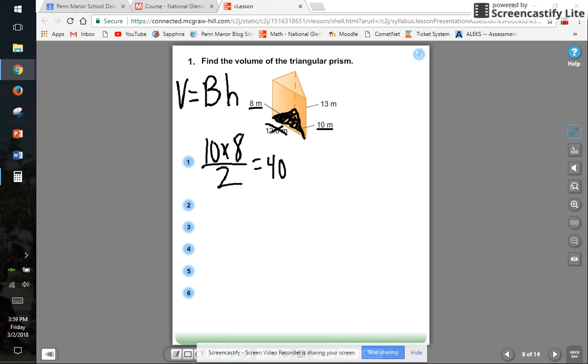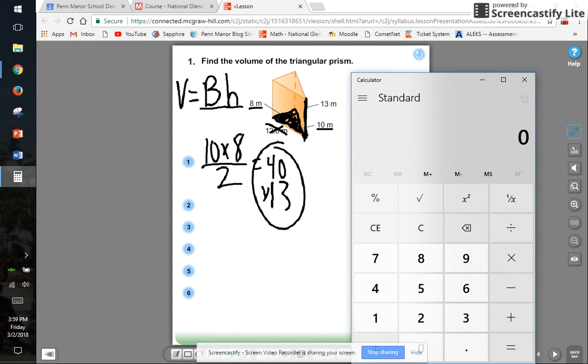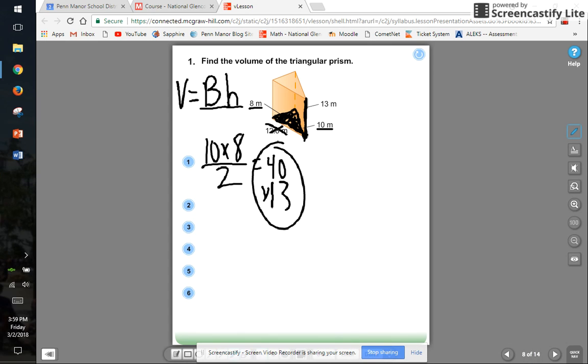And then what I want to take is the height, or the backbone of this prism, that one right there. That's if I set the base onto a table, which would be this triangle. What's shooting up? What's our height? It's that line right there. We're going to multiply this times 13. That's our h. So now we have b times h is what I'm doing right here, which is 40 times 13. And that equals 520.